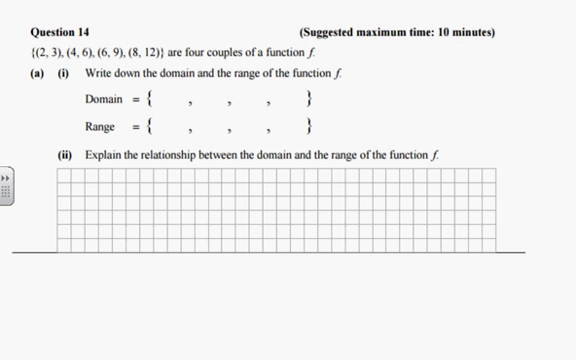This question. Write down the 4 couples. So the domain, what's the domain, guys? Domain is the first, the x values. The range is the set of y values. Explain the relationship between the domain and the range. I didn't get how to explain it.